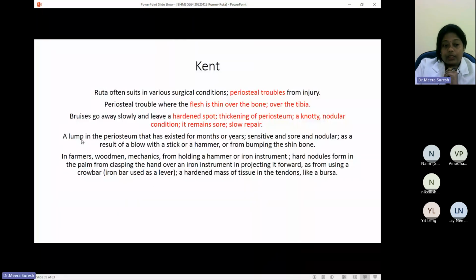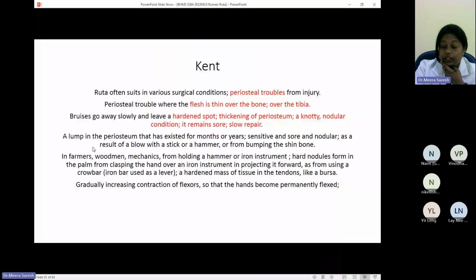So a lump in certain types of people who are involved in certain types of occupation, like farmers, woodmen, mechanics, holding a hammer or iron instrument for a very long time, can result in hard nodules forming on their palm. As from using a crowbar, because of their occupation, a hardened mass of tissue can be formed. And in those conditions, the lump that is formed, if you are going to give Ruta, it will be active.